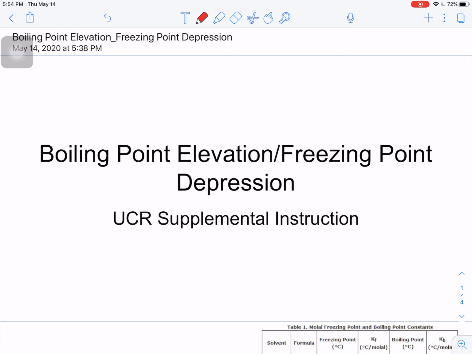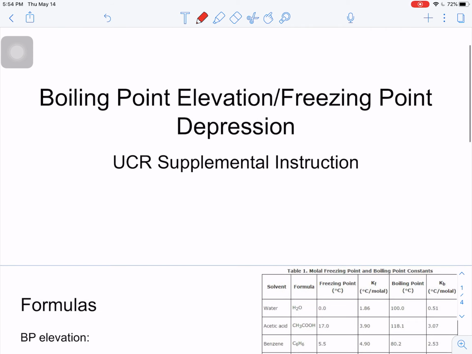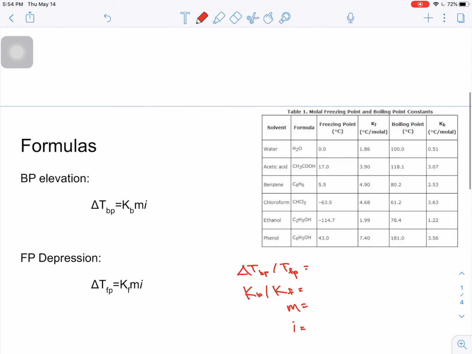My name is Roane. Today we're going to be going over boiling point elevation and freezing point depression. The first thing I want to mention about this subject is that it's fairly math-based, and all of your answers will come from these two formulas down here. So you have a boiling point elevation formula and a freezing point depression formula.